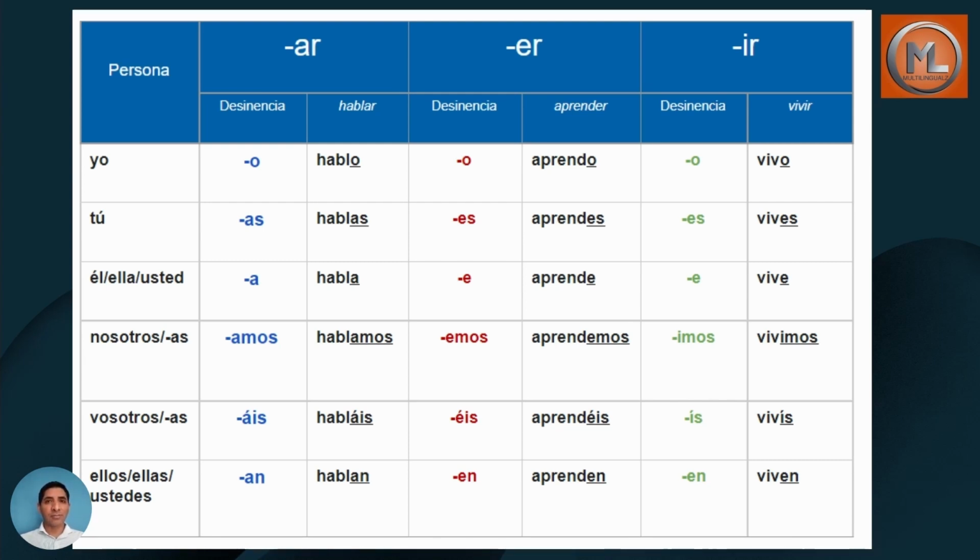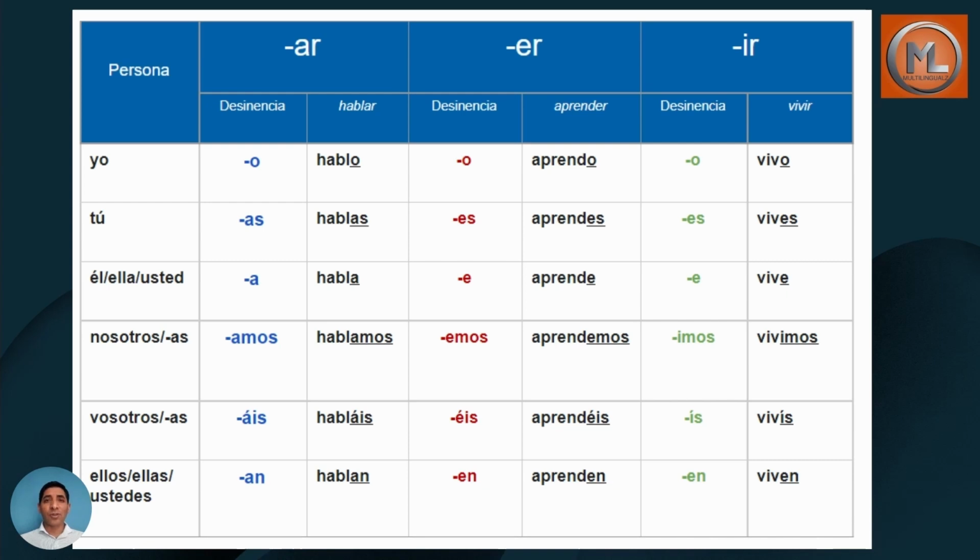That's the second conjugation. The third one is IR, such as in vivir, to live. So the first one, like in all three of them, is only with an O. Yo vivo. The second one is with an es. Tú vives. The third one for él, ella, and usted is only with an e. So we say vive. Usted vive, él vive, ella vive.